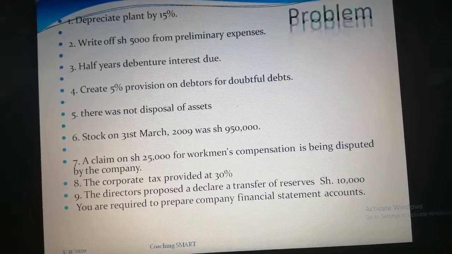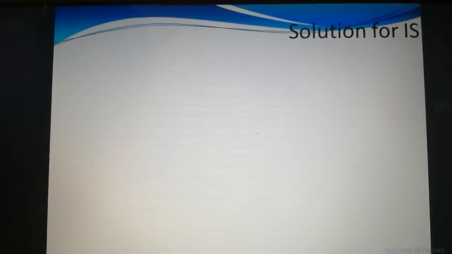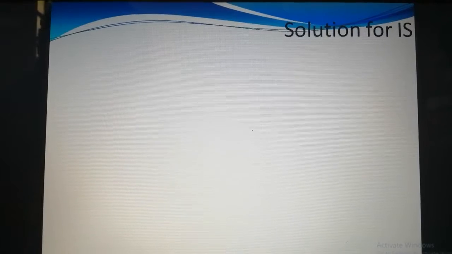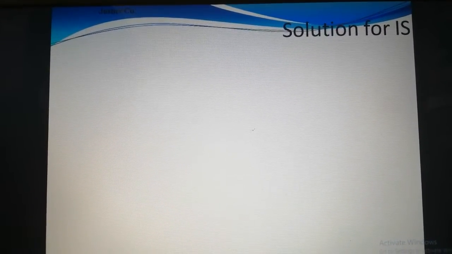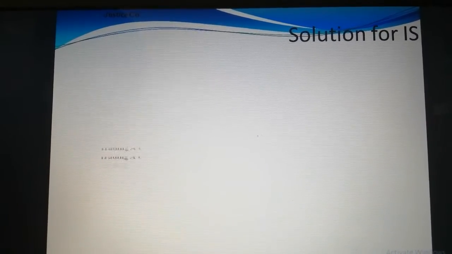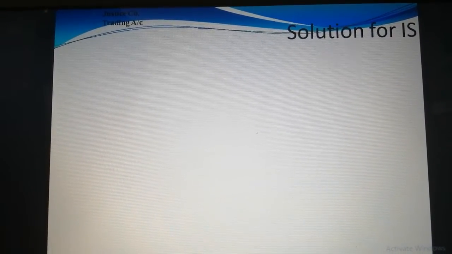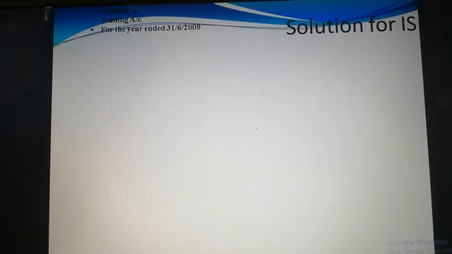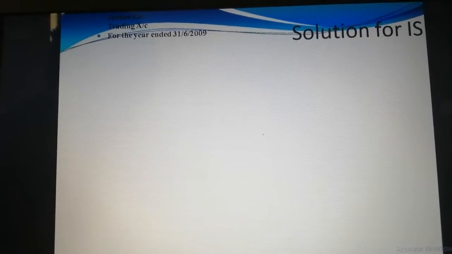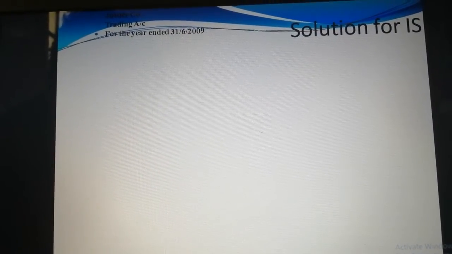So this is actually the nature of the question you expect in the preparation of company accounts. So number 1, we need to actually prepare the income statement. So the solution for our income statement: the number 1 thing you need to do is write the name of the company, which is called Justice Company. 2, the type of account, which is trading account or income statement. 3, for the year ended 31st March 2019.